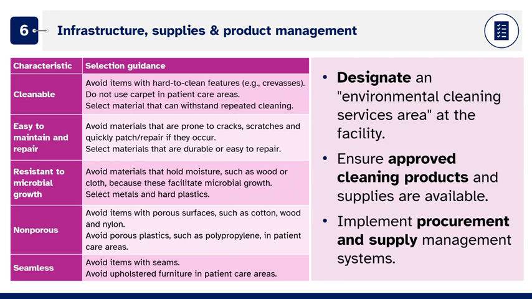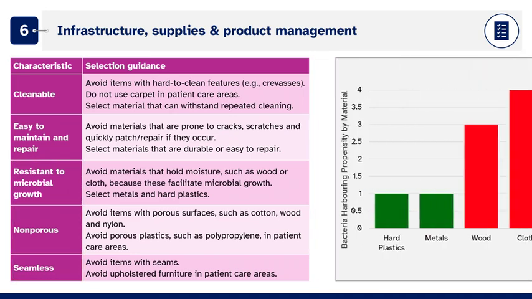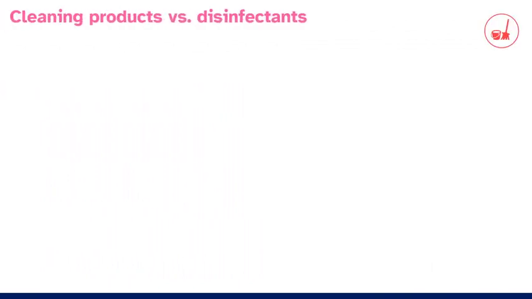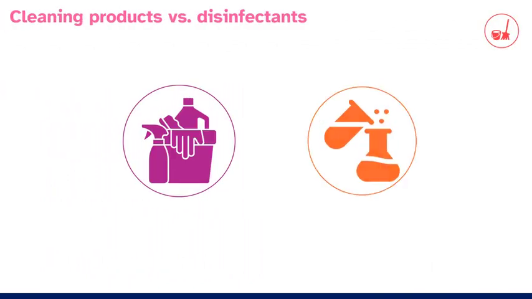Lastly, when outfitting patient care areas, materials should be easy to clean, maintain, and repair, resistant to microbial growth, non-porous, and, ideally, without seams. Hard plastics and metals are preferred over wood or cloth due to their lower propensity for harboring bacteria. Let's look at the difference between cleaning and disinfection products.